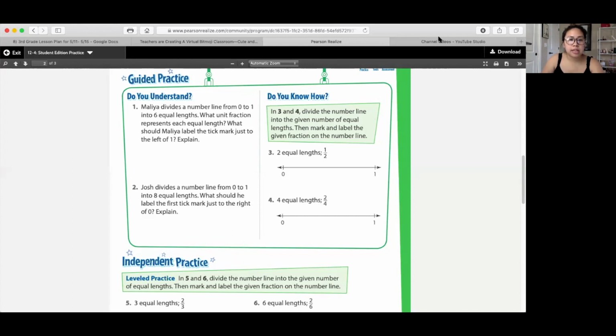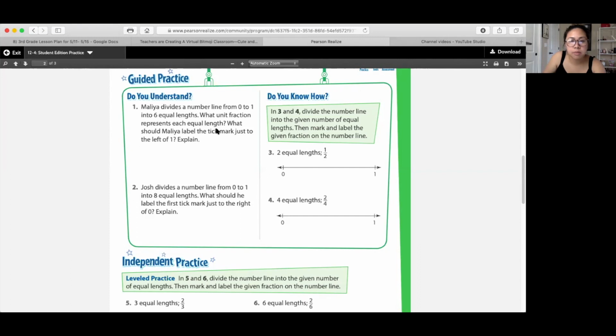So number 1 is Malia divides a number line from 0 to 1 into 6 equal lengths. What unit fraction represents each equal length? What should Malia label the tick mark just to the left of the number 1? Explain. So what I'm going to do here, I'm going to draw a number line.